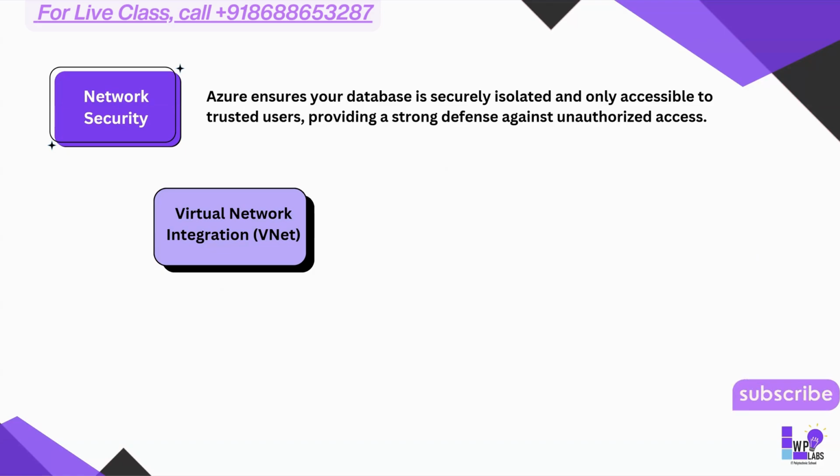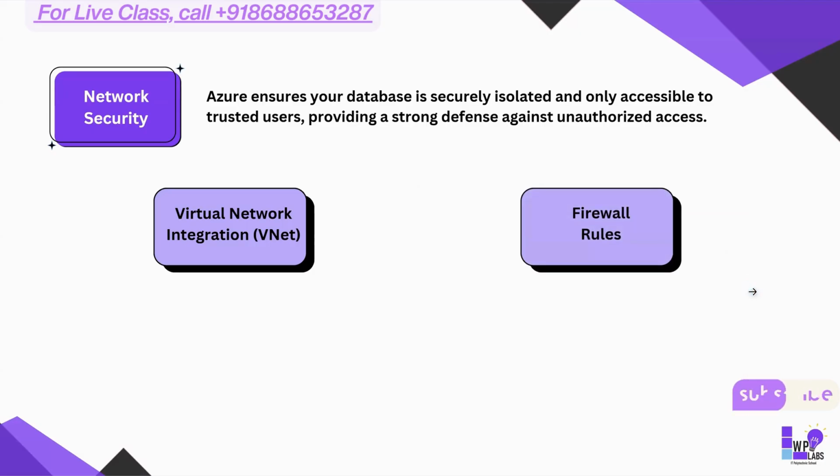With VNet, we can isolate our databases from public networks and control access to only trusted sources, so the database is shielded from unauthorized access and is accessible only within private networks. Then we have firewall rules. What are firewall rules? Azure allows us to set firewall rules for particular IP addresses that are allowed to access the database. You can also restrict access to specific trusted IP addresses.